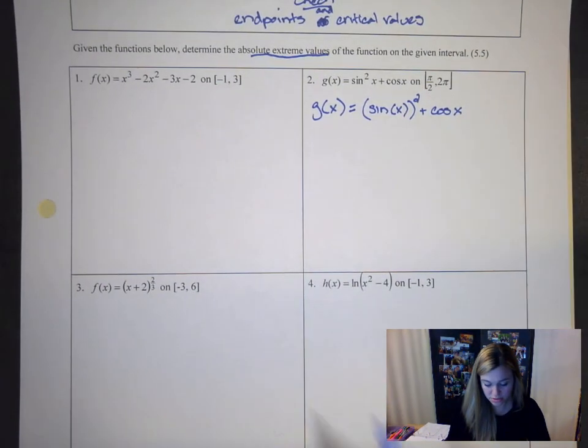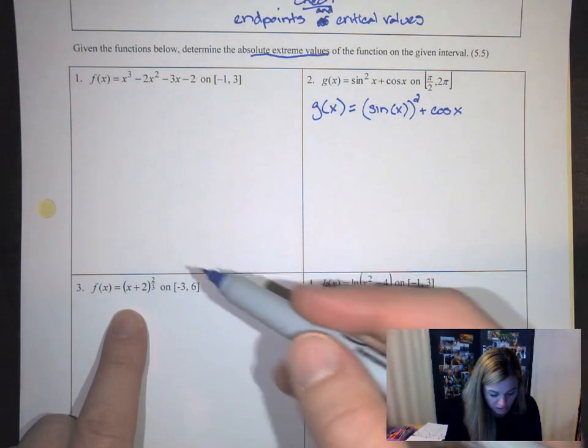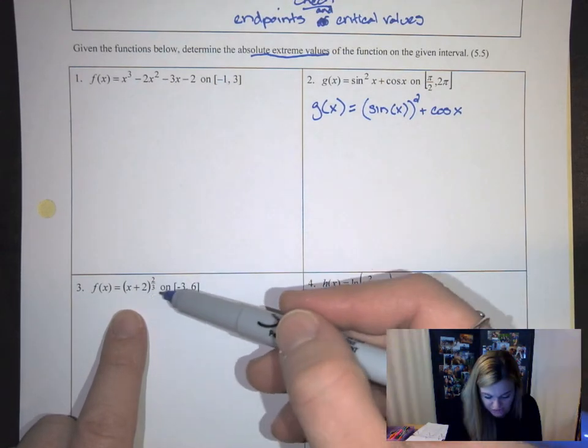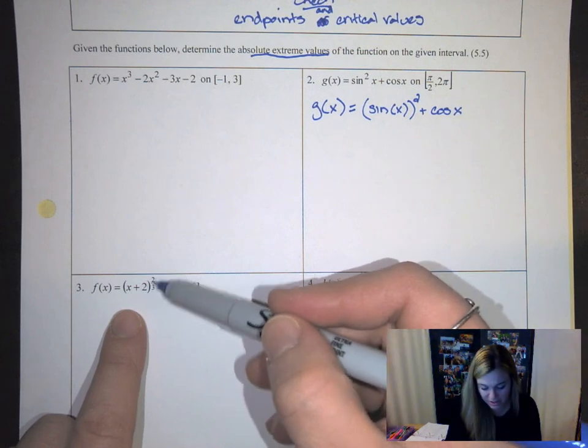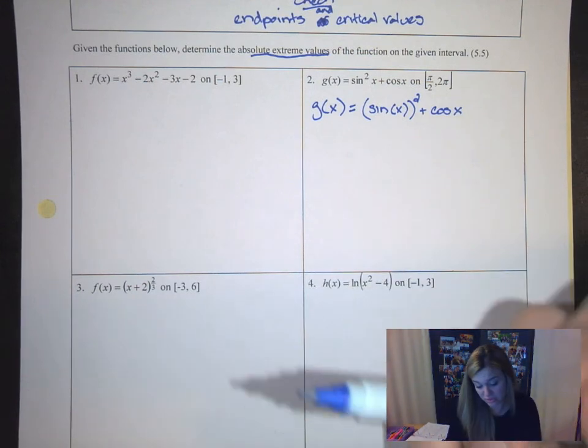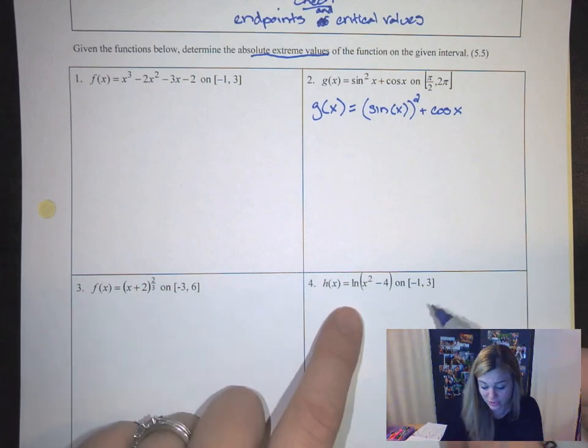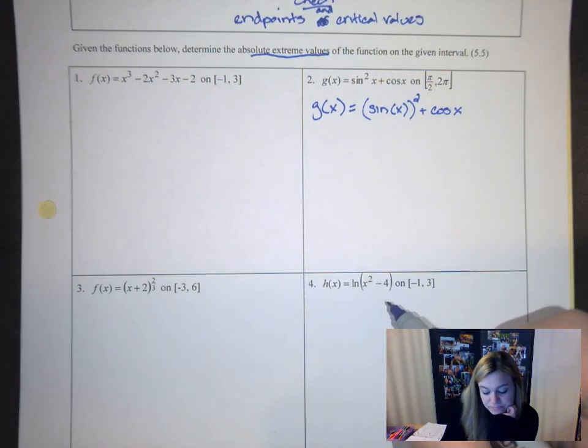Here, is this one good? We've got something to the 2/3 power, so I'm going to square anything I put in here. It's going to make a positive cube root. Looks good to me. This one is also continuous. How about this one?